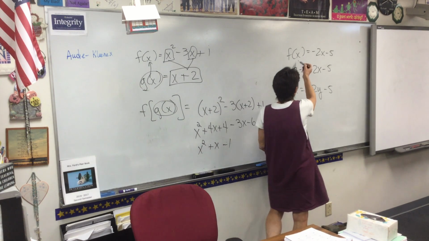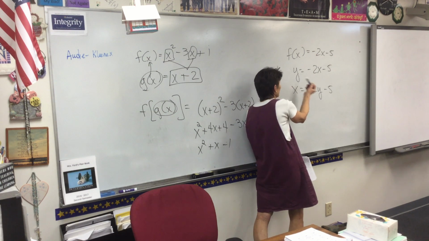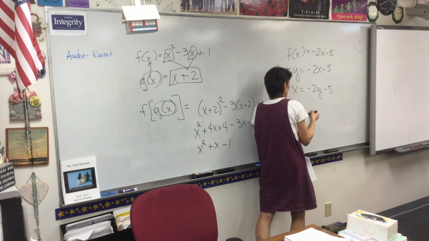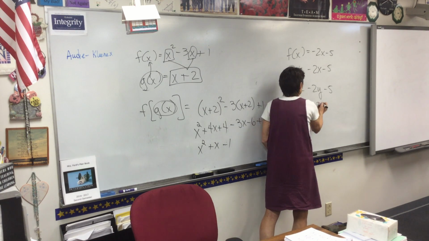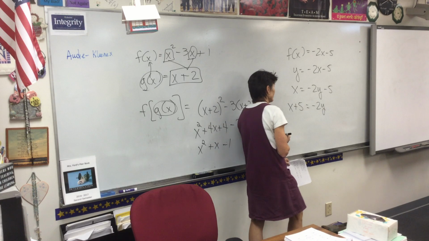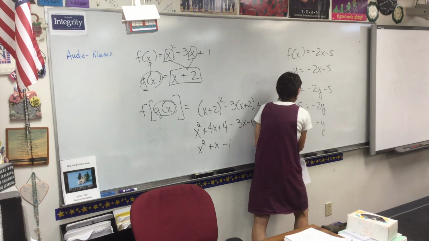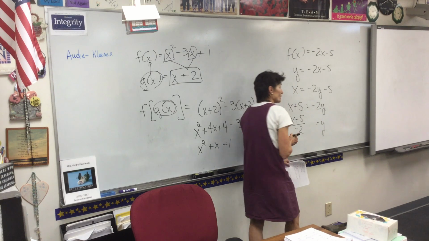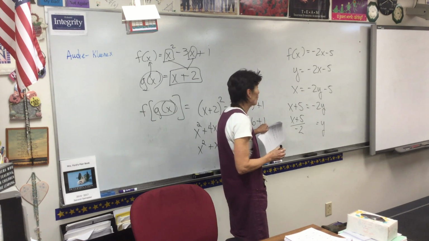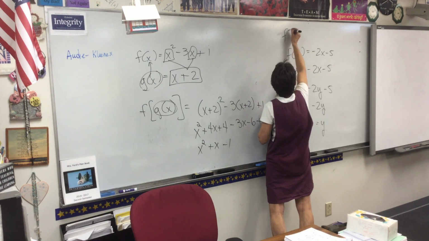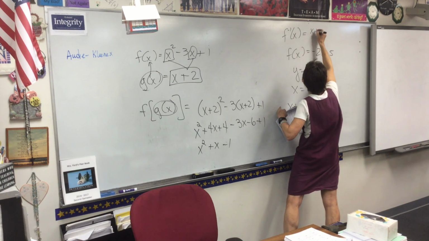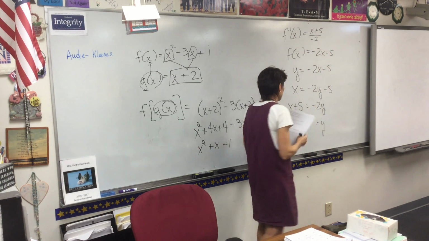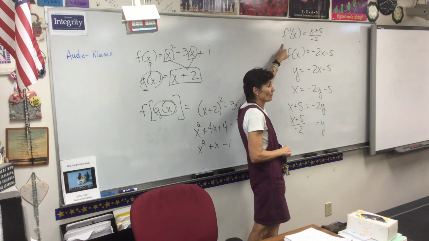So first thing, we change the f of x into y, and then switch the variables. Now what do we do? Get y by itself. So we're going to add 5 and divide by -2. Now, it might be written that way, but remember, the formal inverse notation is this. It may be written with a y, but it might also be written with the f inverse.